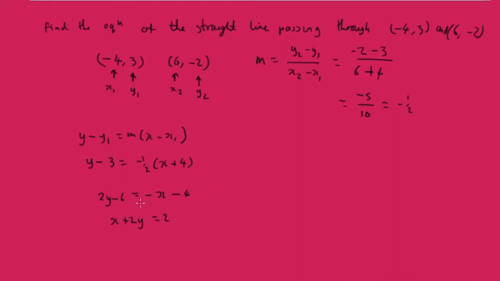And we'll look at one other problem. Find the equation of the perpendicular bisector of the line segment joining point A -5, 1 and point B 7, -2.